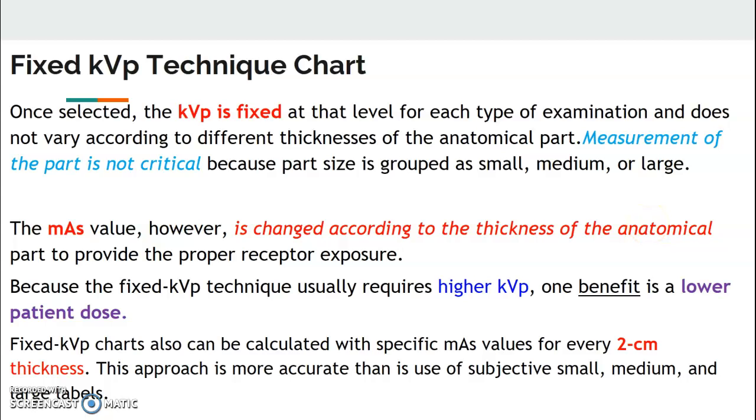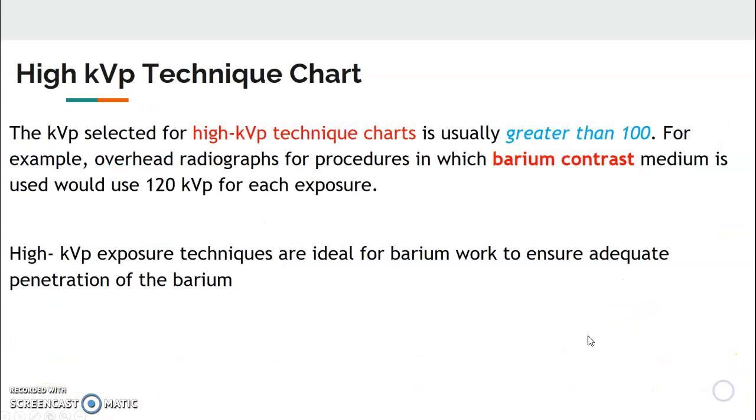The fixed kVp technique usually requires higher kVp, and one of the benefits is lower patient dose, which we know, higher kVp, lower mAs is ideal for reduced patient dose. This 2 cm thickness, I want you to remember and write down. I've seen that in board review questions as well. Fixed kVp charts can also be calculated with specific mAs values for every 2 centimeters of thickness. So as the thickness increases or decreases by 2 centimeters, you will adjust your technical factors.